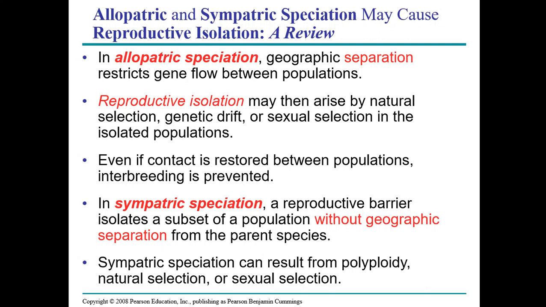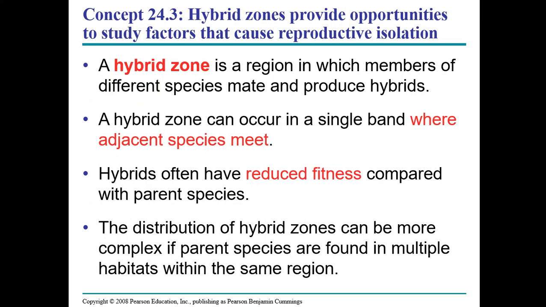and fertile. Yun yung cases ng reproductive isolation. So in sympatric speciation, ano yung nangyayari? Polyploidy. A reproductive barrier isolates a subset of the population without geographic separation from the parent species. Also, reproductive barrier occurs in this kind of speciation. Sympatric speciation can result from polyploidy, natural selection, and sexual selection.